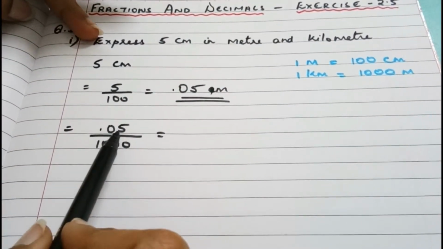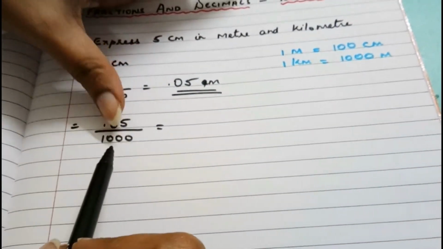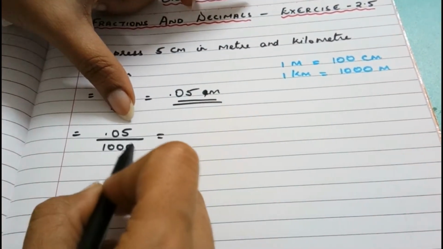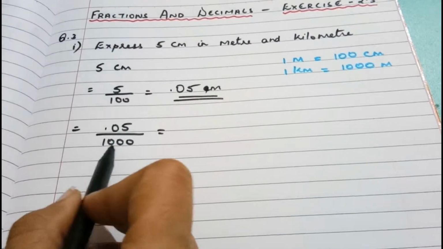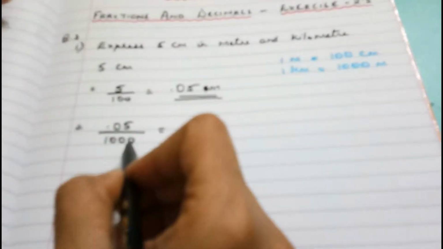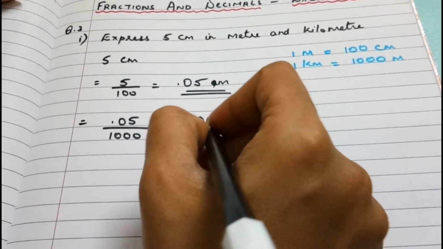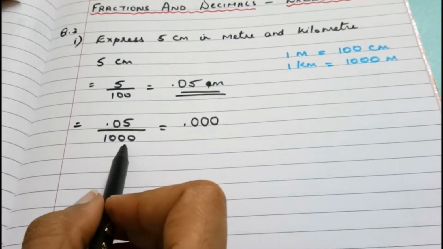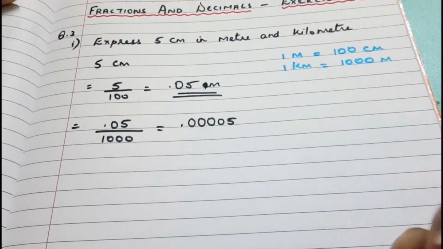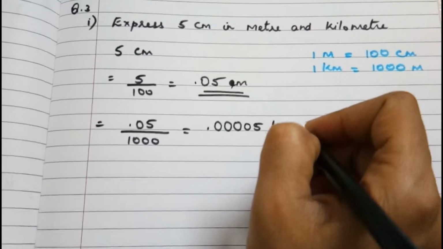Since this is 0.05, these two digits will not be counted in consideration of these 3 zeros. Okay. So what will be the answer here? These 3 zeros will also be added. So it will be 1, 2, 3, these 3 zeros, then these two digits 0, 5, and this will be expressed in kilometers.